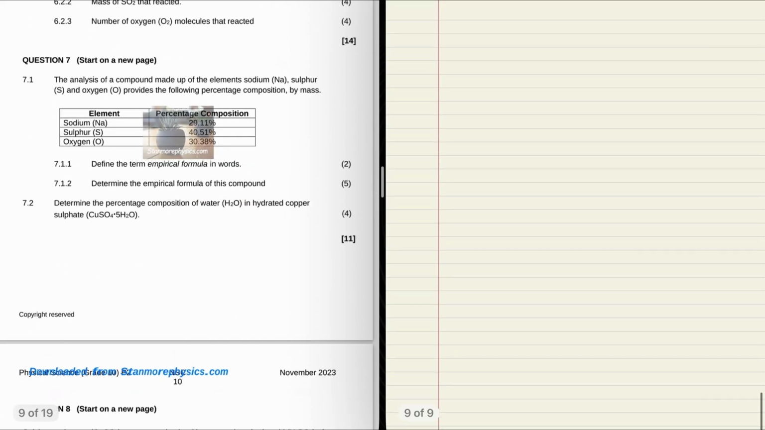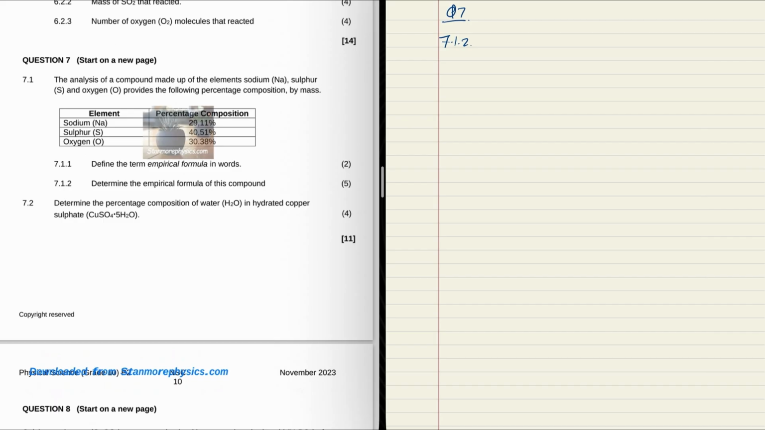Question number 7. The analysis of a compound made up of the elements Na, S, and O provides the following percentage composition by mass. 7.1.1, define empirical formula. So empirical formula is the simplest whole number ratio of elements in a compound. Question 7.1.2, determine the empirical formula of this compound.